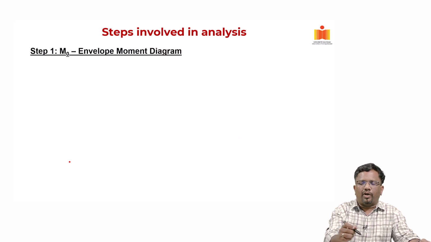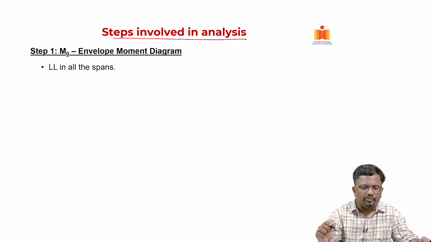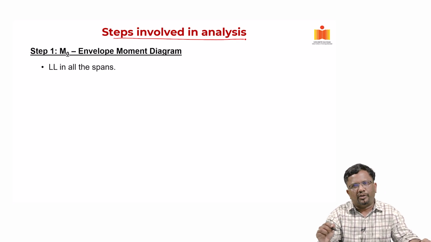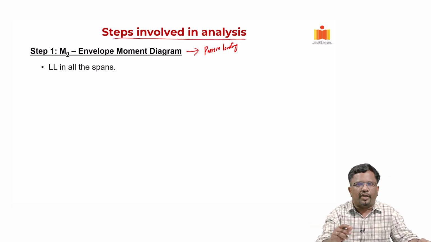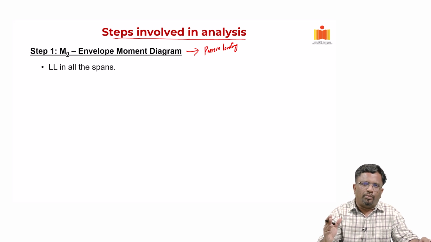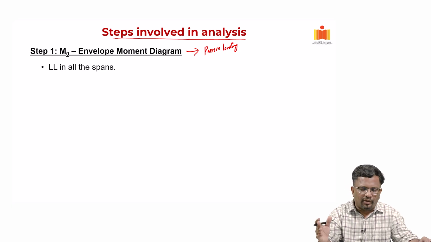Now, what are the steps involved in analysis? In step 1, first we need to get the envelope moment diagram. Why should we get an envelope moment diagram in a continuous system? How do we get it? Because we have to consider pattern loading. So, we need to create the loading patterns and do the analysis in such a way that I get the positive moment for midspan as well as the maximum negative moment for support location.